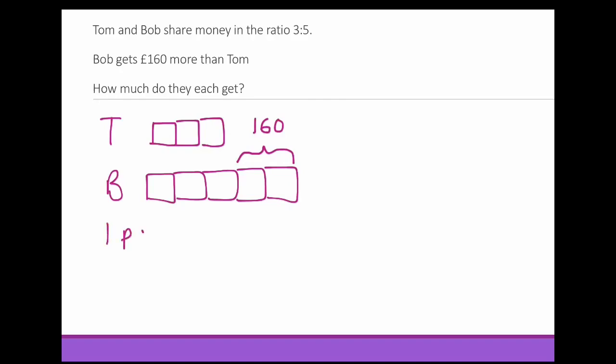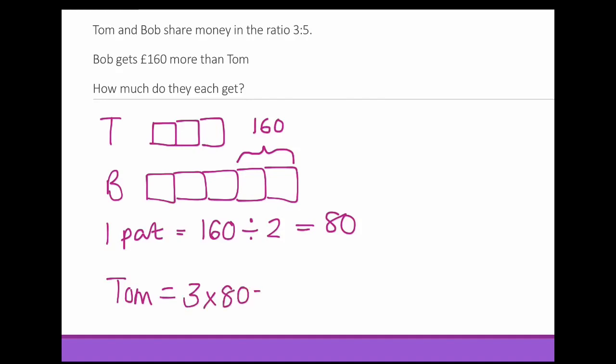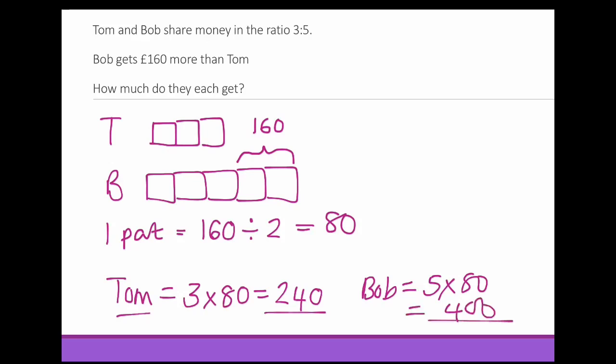So 1 part is equal to 160 divided by 2, which is equal to 80, because 160 is equivalent to 2 parts. So I've now found out what 1 part is. So how much does Tom now get? Well, Tom gets 3 lots of 80 because Tom gets 3 parts. So that's 240. And Bob, he gets 5 lots of 80 because he gets 5 parts, and that's 400. And that's all 3 questions solved.